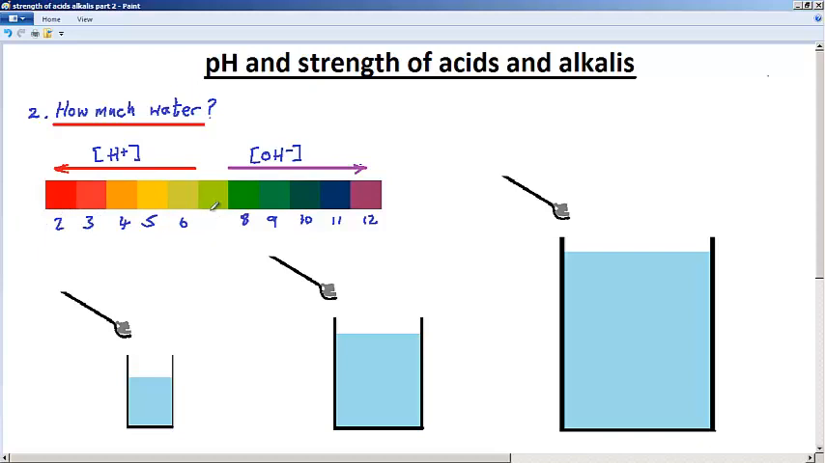and down to 1. We learnt that if the pH is 7, then the solution is neutral. That's to say, there's no excess of hydroxide or hydrogen ions in the solution.